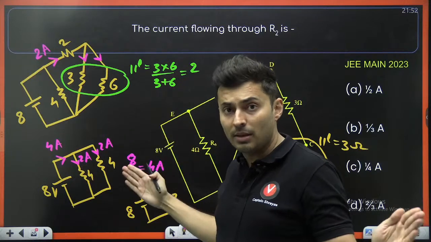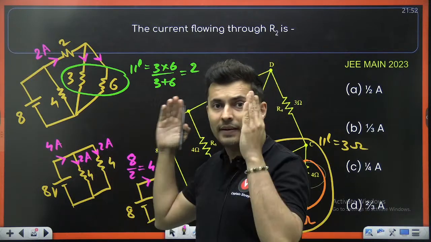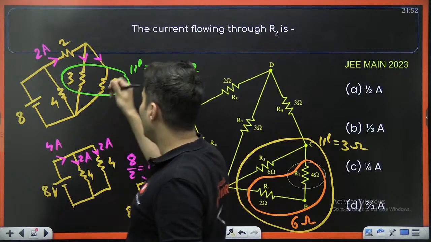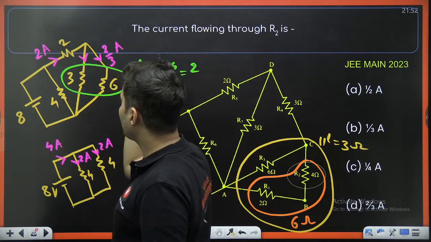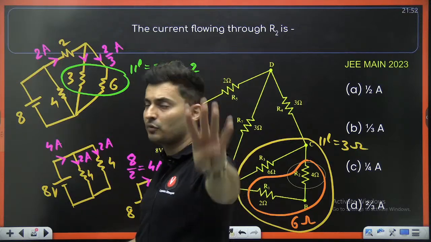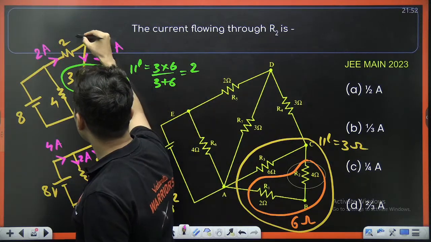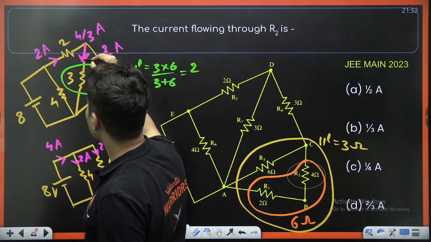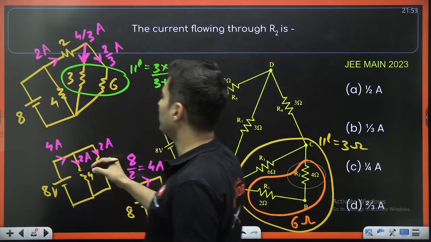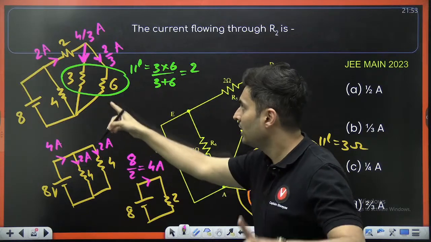2 by 3, 2 by 3, 2 by 3. Out of that, 2 by 3 amperes will go here. The remaining 2 into 2 by 3, which is 4 by 3, will go over here. 4 by 3 amperes will go over here. The 2 by 3 amperes will go over here. Are you able to visualize it?